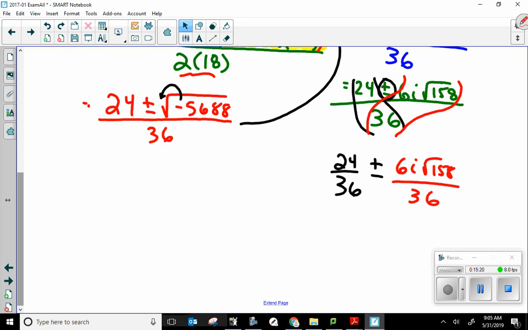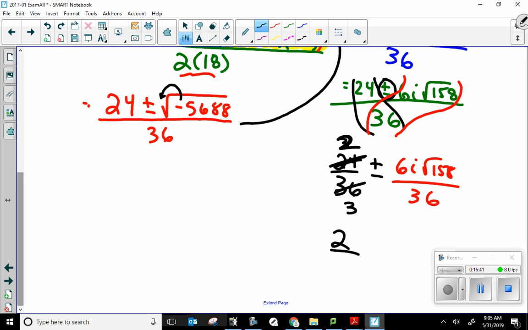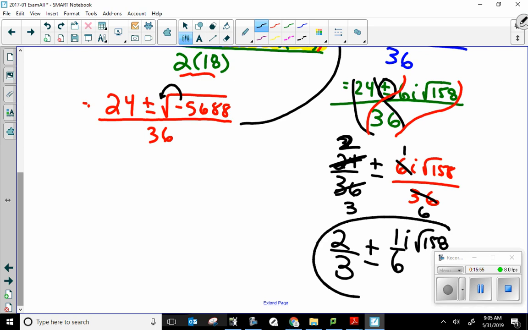And now I can just reduce these fractions. Well, it looks like 12 goes into here twice, and 12 goes into here 3 times. So I've got 2/3 plus or minus. 6 goes into here once and goes into here 6 times. So I have 1/6. I have my i and my radical 158. So which answer has a 2/3 plus or minus 1/6 i?